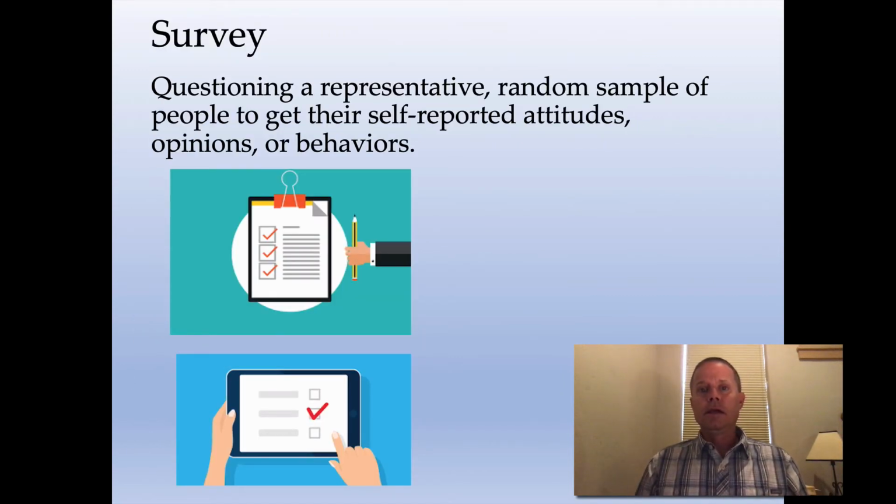Okay, finally, we're going to get to surveys. I think you know what a survey is. In psychological research, it's exactly what you think it is. It's questioning a representative, random sample of people to get their self-reported attitudes, opinions, or behaviors. So you could give someone a piece of paper, they fill out the questions, they do the survey. You could do it on your computer or iPad or your phone, but it's just a survey.